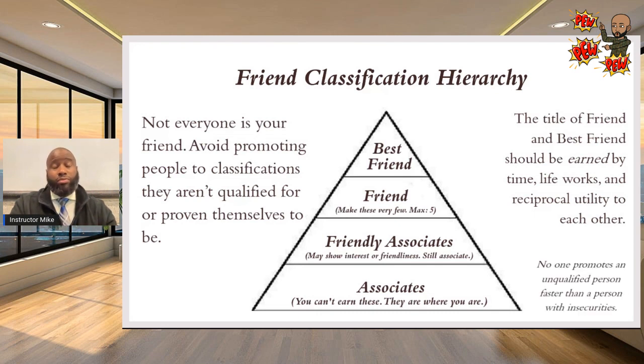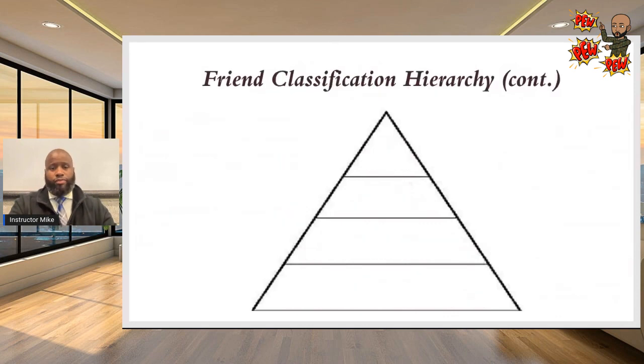No one promotes an unqualified person faster than a person with insecurities. When you immediately make that person a best friend because they show you friendly associate-like behavior, when you immediately promote that person to being best friend just because of one thing they do to you that says, oh man, you really like me.